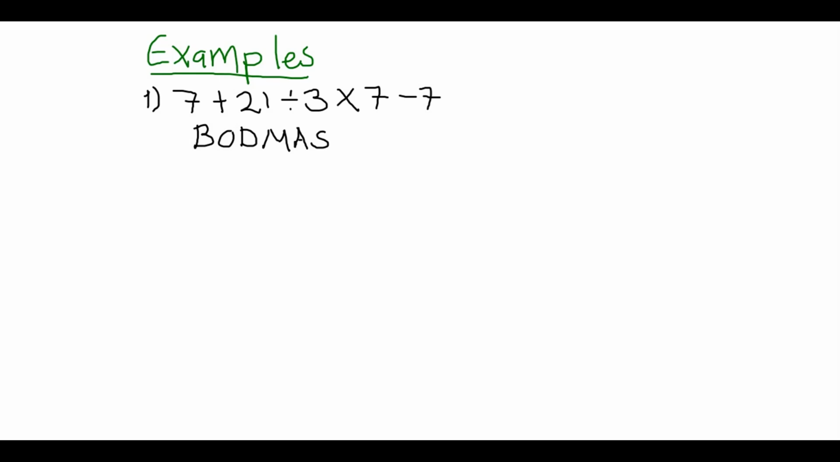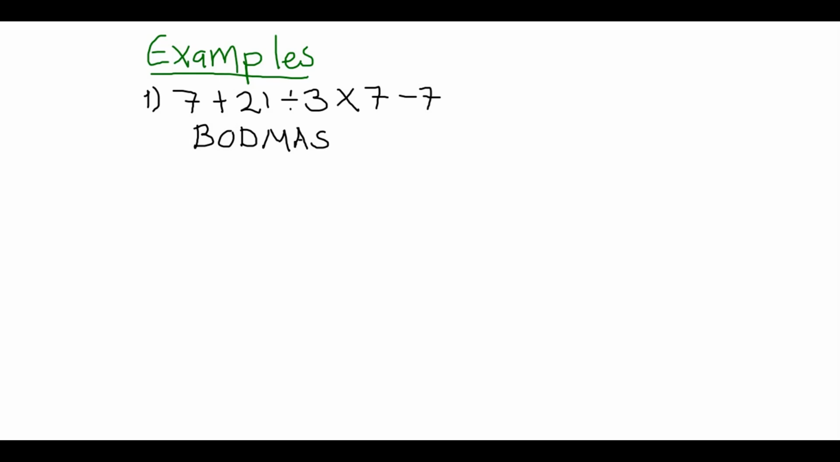The first one, the reasoning which should be there, is that we're supposed to start with the brackets. In this question, we don't have brackets. So if we don't have brackets, we go to division. That's the second sign. We have got division here, two numbers which are dividing. So we have got 21 divide 3.